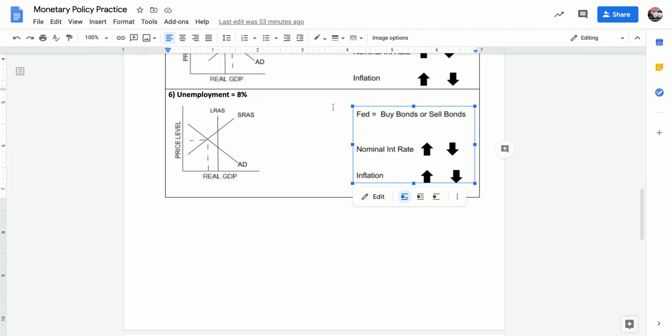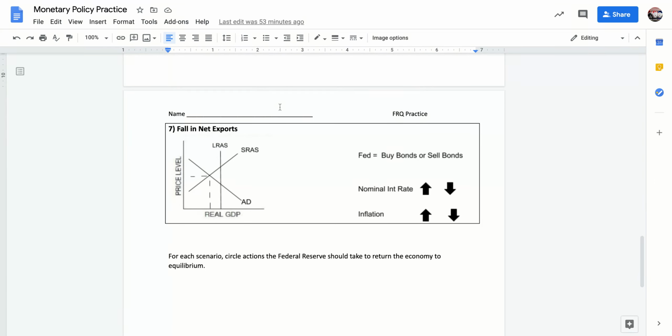That's going to lead to an increase in the money supply. When the money supply increases, it's going to make the nominal interest rate decrease. If you increase the money supply, there's more money. That makes it cheaper to borrow money. The nominal interest rate will decrease. Aggregate demand will shift to the right. And we're going to end up having an increase in the price level, aka our inflation rate.